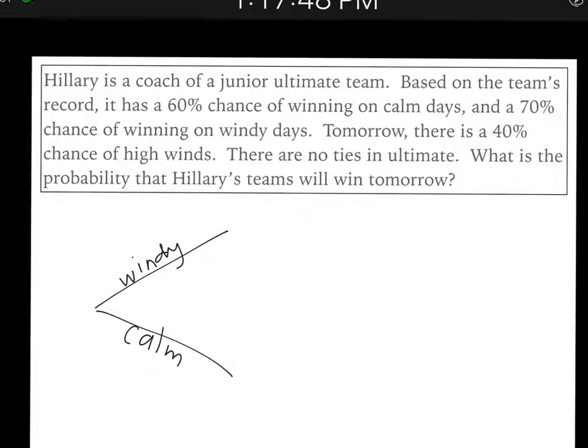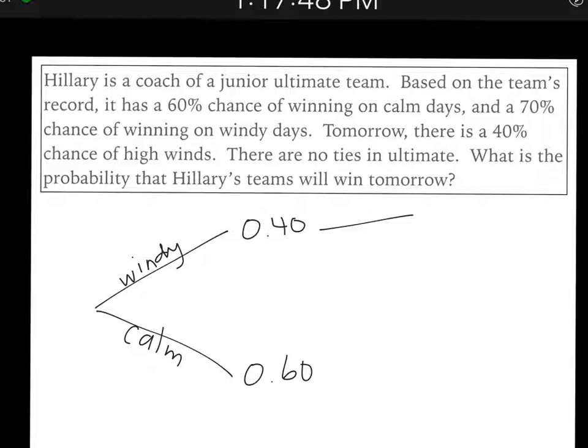Okay, so we're looking at the probability of it being windy tomorrow or it being calm tomorrow. That's what we look at first. It says there's a 40% chance of wind, so I would put 0.4 here, or 0.40. If there's a 40% chance of wind, what's the chance of it being calm? 0.6. So I put 0.6 down at the calm. So we're looking at a 40% chance of windy, 60% chance of calm.